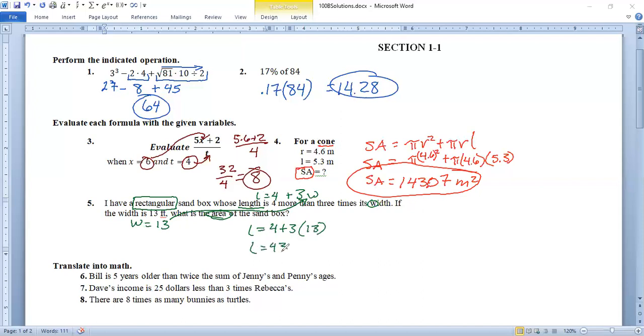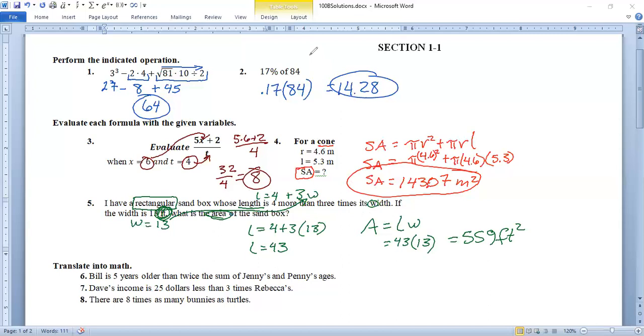L is 43. So area, the formula for area from the book, is length times width. We now know both of those. It's going to be 43 times 13. 43 times 13 gives us 559. And that is, let me see, what do we have here? Feet? Yeah, feet. So this is feet squared. We are doing an area.